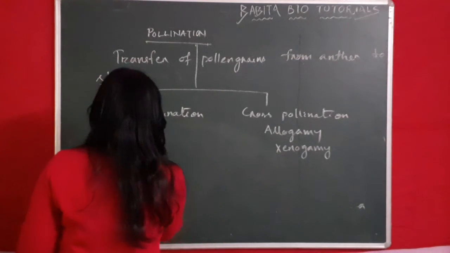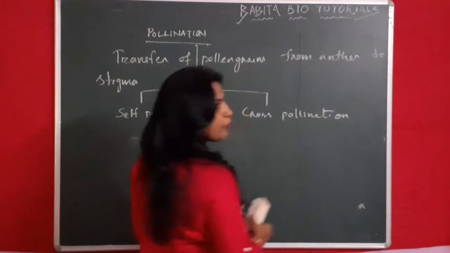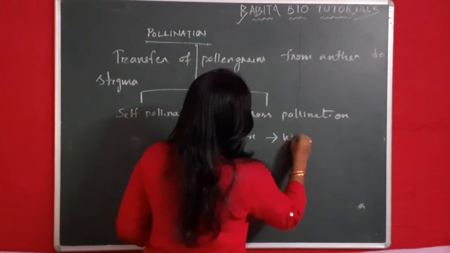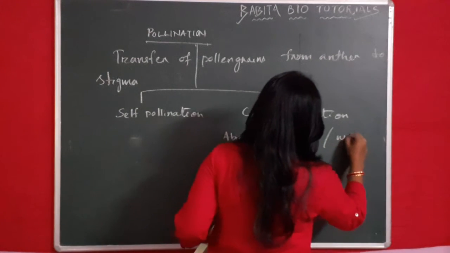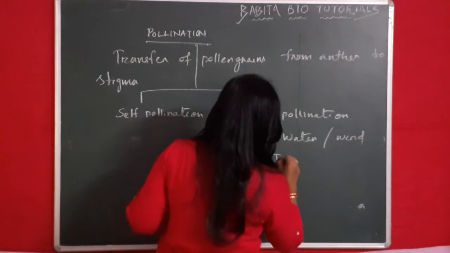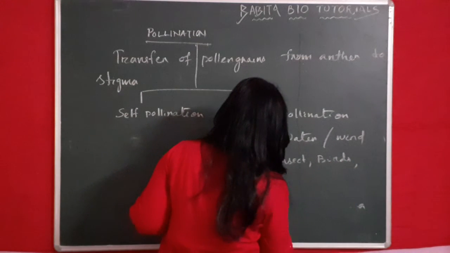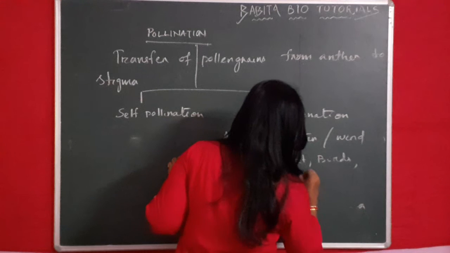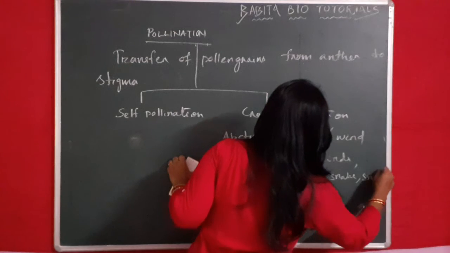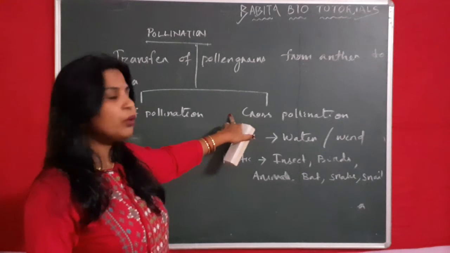In cross-pollination, what will happen? The plants need an agent. They may be biotic agents or abiotic agents. Abiotic agents may be water or wind. Biotic agents may be insects, birds, animals, bats, snakes and snails. These are some of the agents. Without an agent, the flower will not undergo pollination.